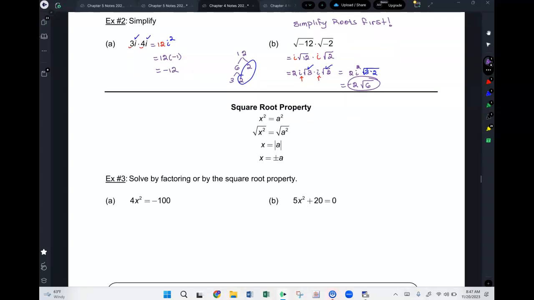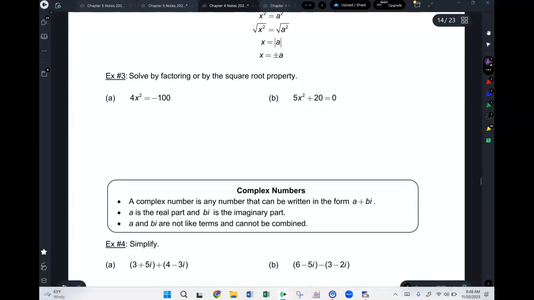Okay, square root property. We've been doing this since before. So basically, this is when you can take a square root of both sides, right? Okay, so take a look here. 4x squared equals -100. What do we do first to solve for x? Divide by 4. So x squared is -25.